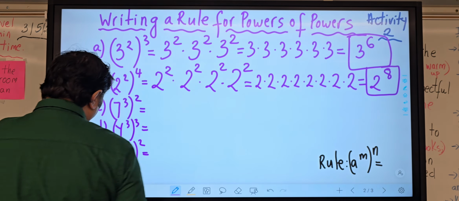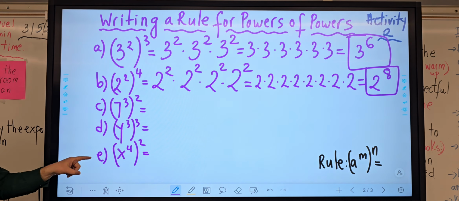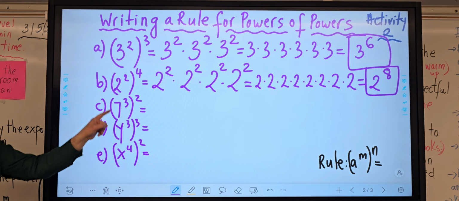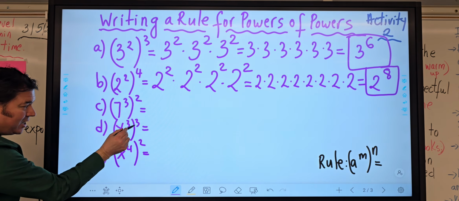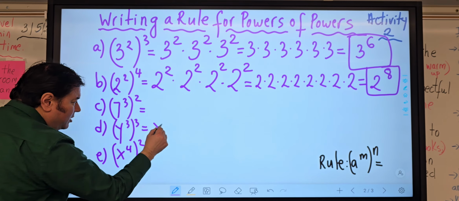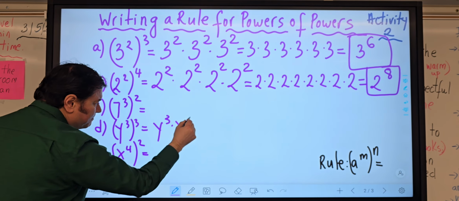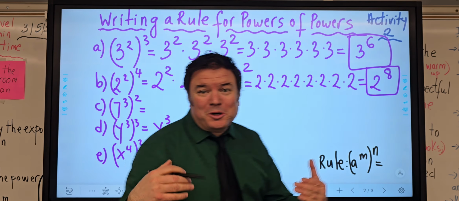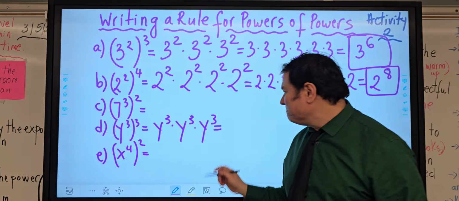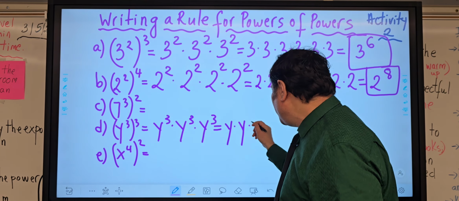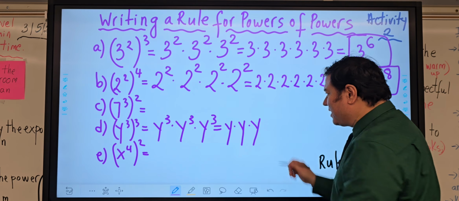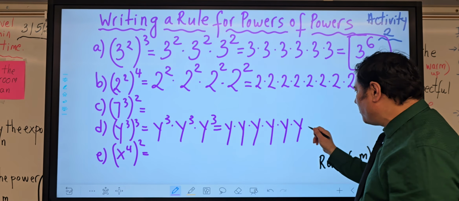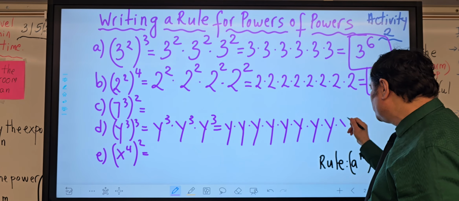And let's take a look. I want you to do C and I want you to do E, and I'm going to do D with you guys now. So we have y to the third power all to the third power. This exponent here is telling us that we need to multiply y to the third power 3 times. Okay? Now let's break it further. y to the third power means y times y times y. So we have y times y times y, and again y times y times y, and one more time because we have another y to the third power, y times y times y.